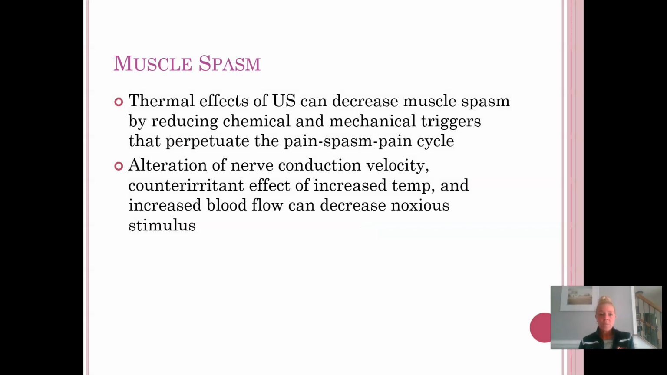So the same sort of goes for muscle spasm. A thermal ultrasound heat can help decrease a muscle spasm, which can help to break that pain-spasm-pain cycle. Ultrasound can also alter nerve conduction velocity, and increase blood flow to decrease the noxious stimuli in the area. So again, all of these can work together to help relax the muscle.